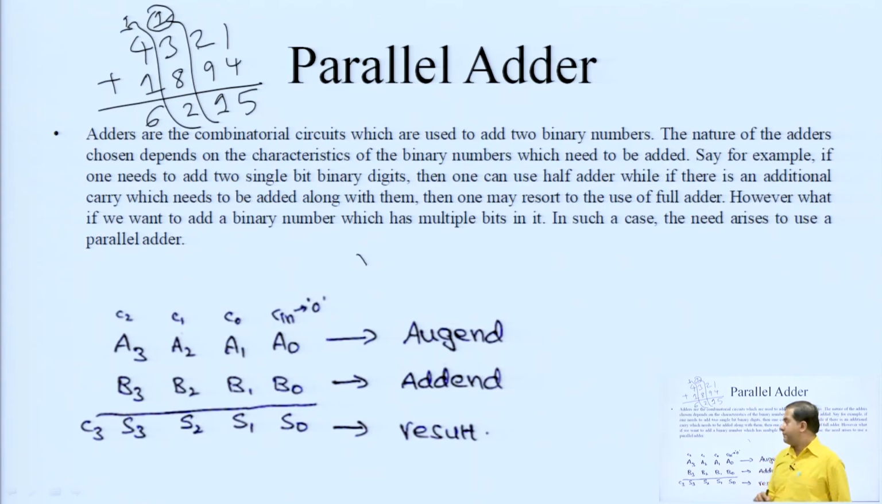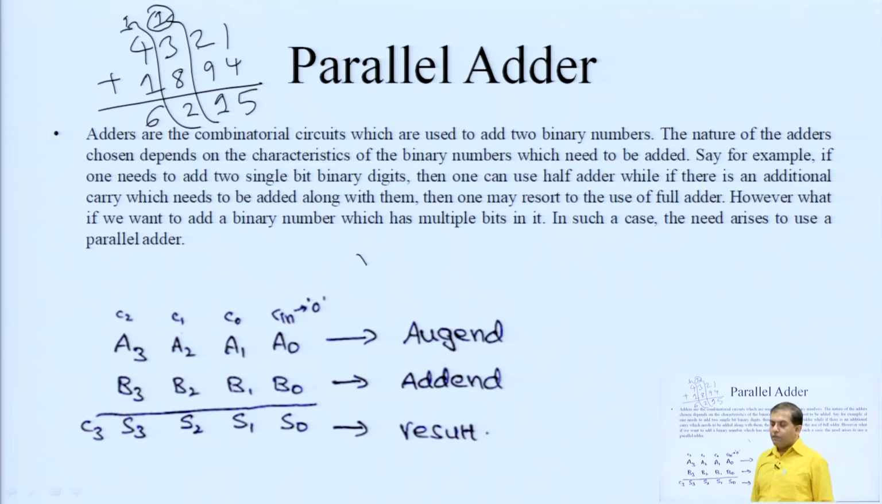Okay. Let us check. So, adders are nothing but combinational circuits which are used to add two binary numbers. Already these examples we have studied, full adder and half adder. The nature of the adder chosen depends on the characteristics of the binary numbers which need to be added. Which type of addition we are going to do, by that we will choose the adder, right. If we are having 2 bits, then we will be having a half adder. If we are having 3 bits, we will be having a full adder. If we want 4 bits and more, then we will be having a parallel adder.